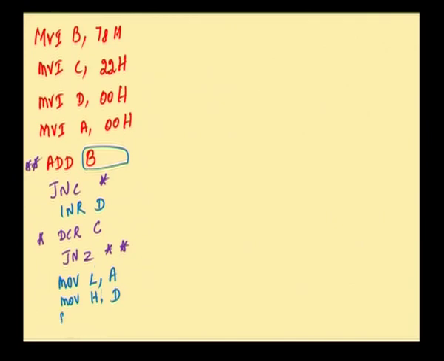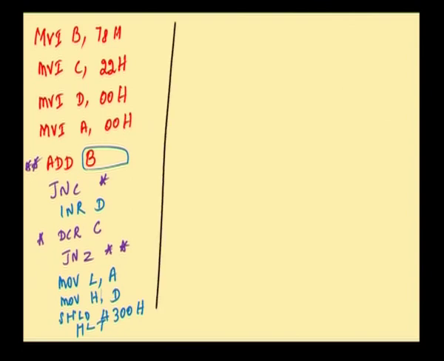So, I will use this instruction SHLD 4300H. It represents that the L value will be loaded in 4300, and the H value will be moved to 4301. So the address automatically increases and stores the result. Then terminate the program.